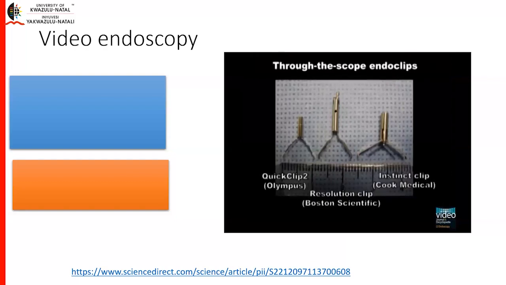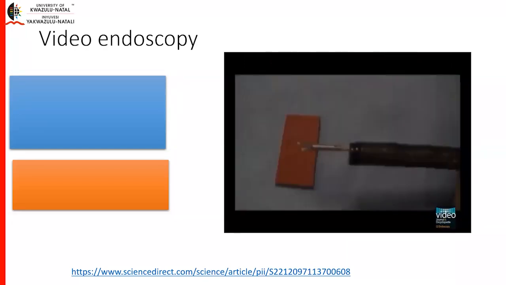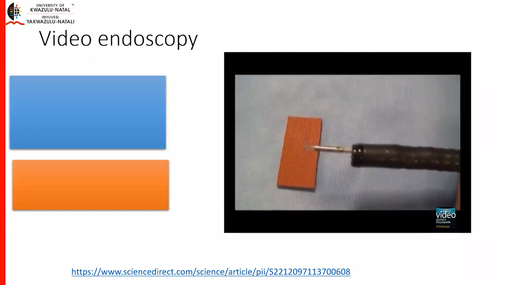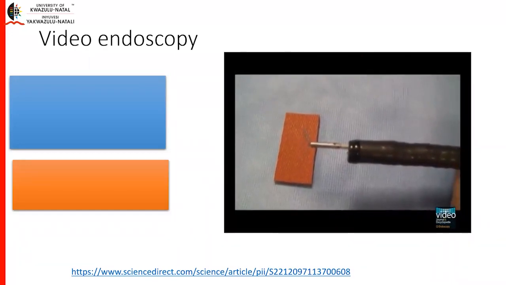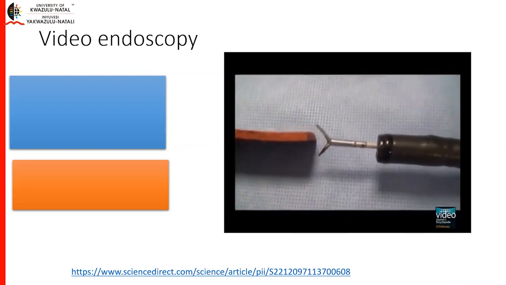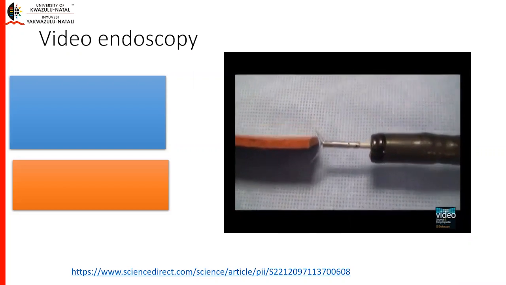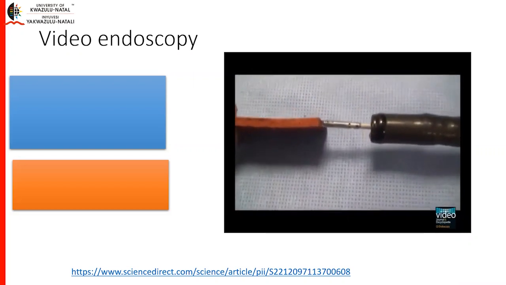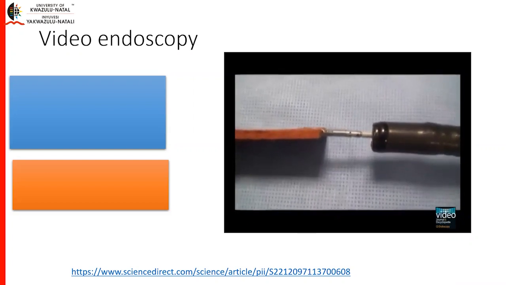Increasingly, through-the-scope TTS endoclips are being used to ligate bleeding vessels. Studies have shown that endoclip application is equally effective in achieving hemostasis when compared to thermal coagulation. Newly available endoclips accommodate up to a 16 millimeter opening span, can be reopened and repositioned repeatedly, and are easily rotatable. Unlike older versions, Instinct clips are approved for MRI with field strengths of up to 3 Tesla.